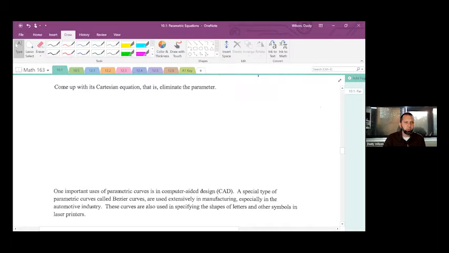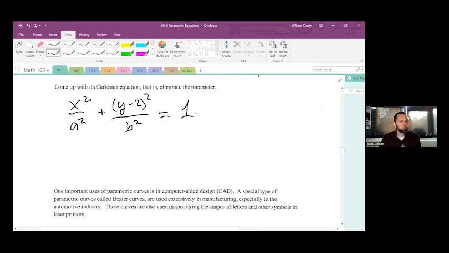Knowing that this is an ellipse, we can come up with Cartesian equations. That is, we can eliminate the parameter. So we remember the equation of an ellipse centered at 0, 2 would be x squared over a squared plus y minus 2 squared over b squared equals 1. And our question is just, what are the a's and the b's?